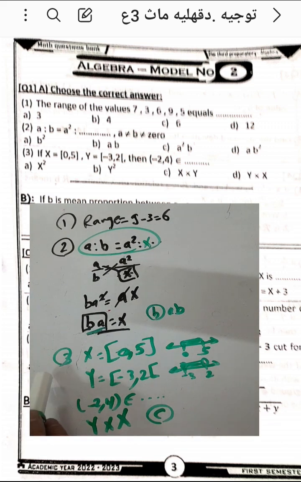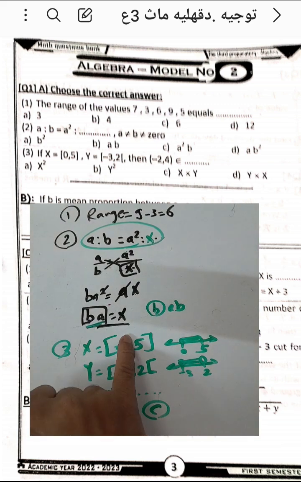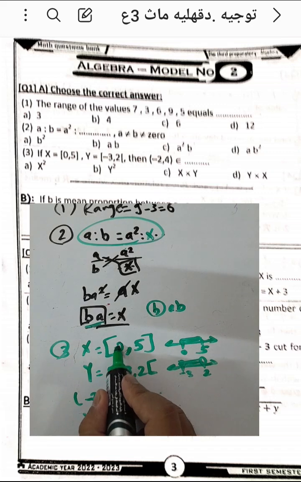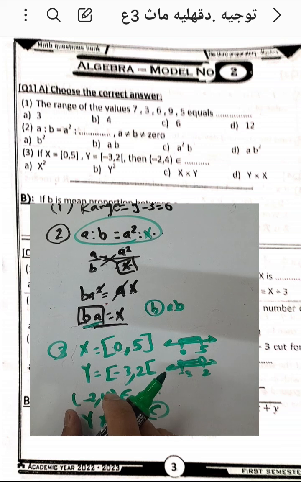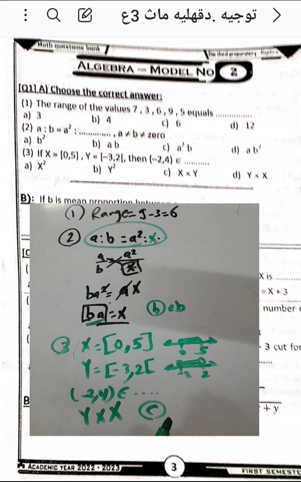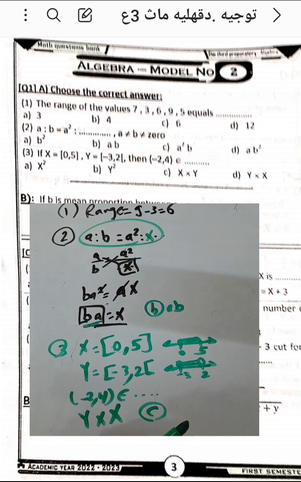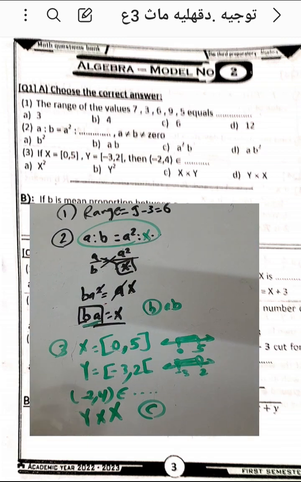Question number 3. We have x interval from 0 to 5, closed interval, and half closed for y from -3 to 2, and this point -2 and 4 belongs to the Cartesian product between y and x. Because -2 belongs to this interval y, and 4 belongs to the interval from 0 to 5, belonging to x. This is the solution for this question.